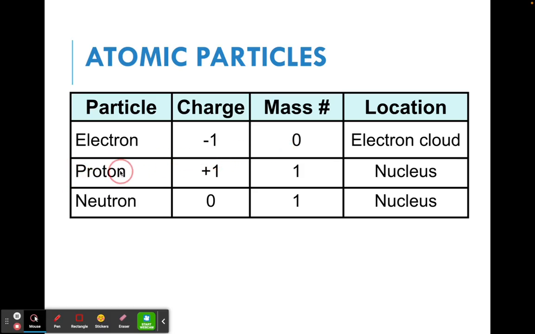So we have protons. Protons are +1 charge. To remember that, P for proton is P for positive. And electrons are the opposite, so they're negative. So protons are positively charged, and they have a mass number of 1, and they are in the nucleus. Neutrons, as the name suggests, are neutral. They have 0 charge. And like the proton, they have a mass number of 1. So both the proton and the neutron have a mass number of 1, and they are in the nucleus. Both of these are in the nucleus. The electron is not in the nucleus. It's outside the nucleus in the electron cloud.